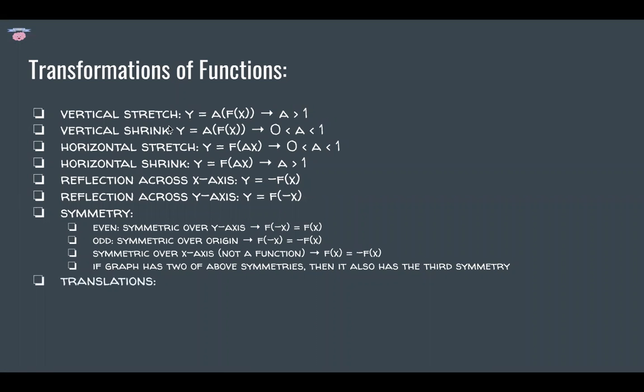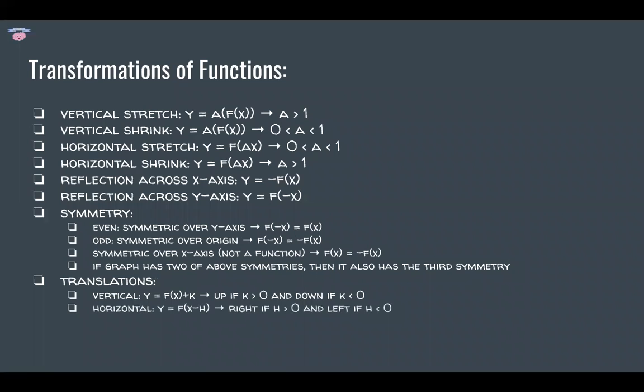So translations are rigid transformations. Vertical, you move it up if k is positive and down if k is negative. And horizontal, you move it right if h is positive and left if h is negative. So these are probably the most common transformations you see.